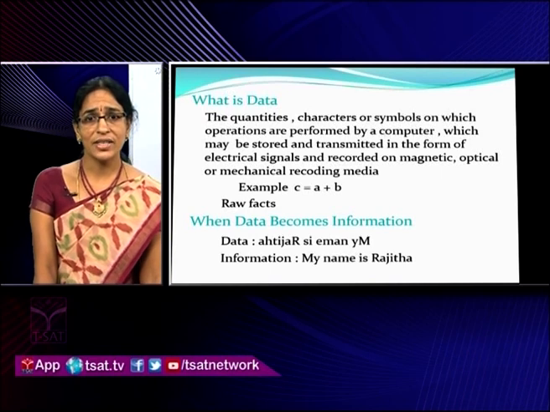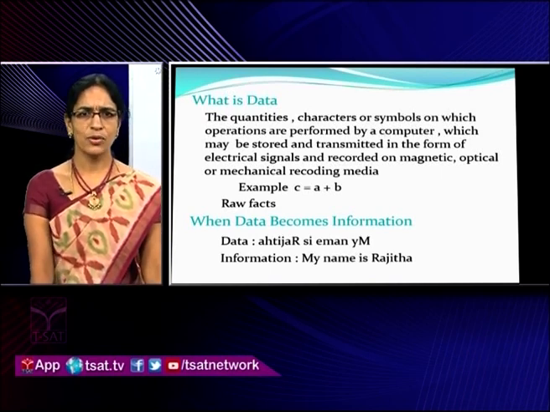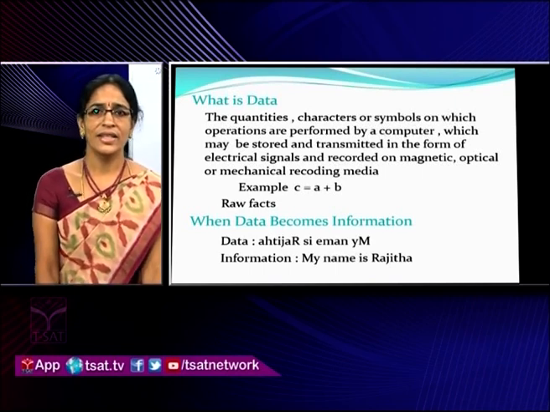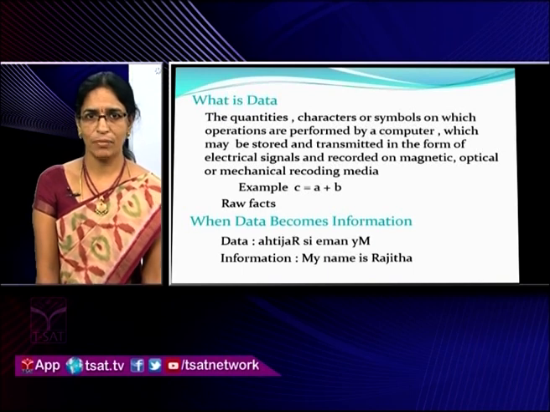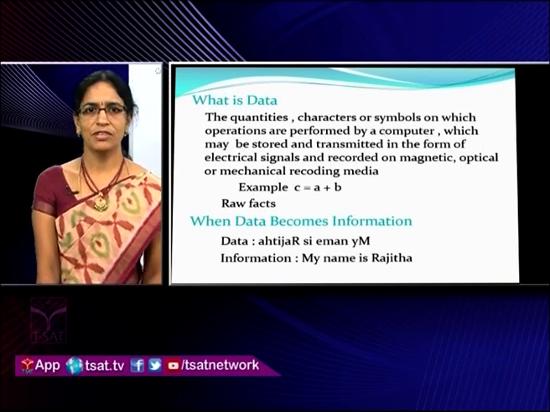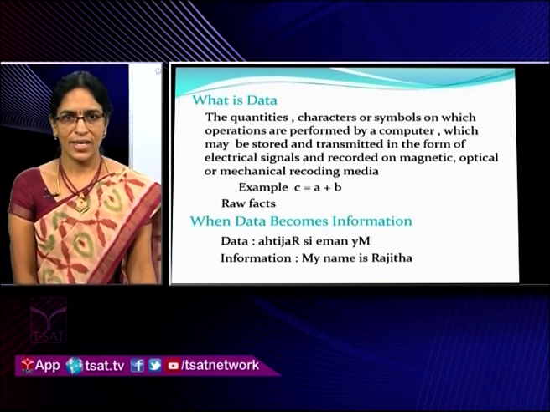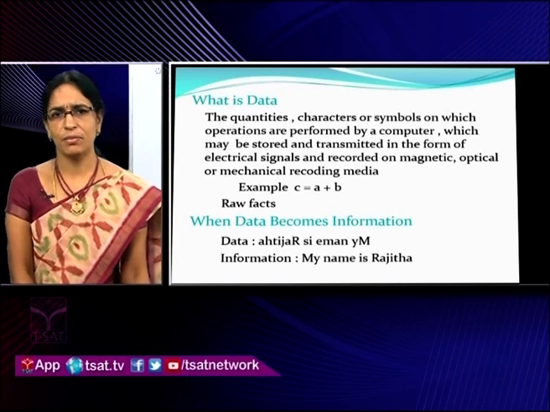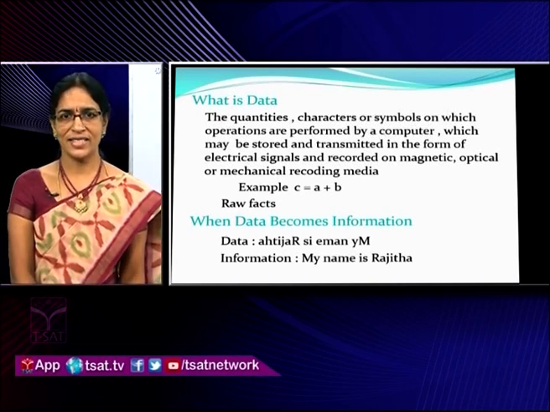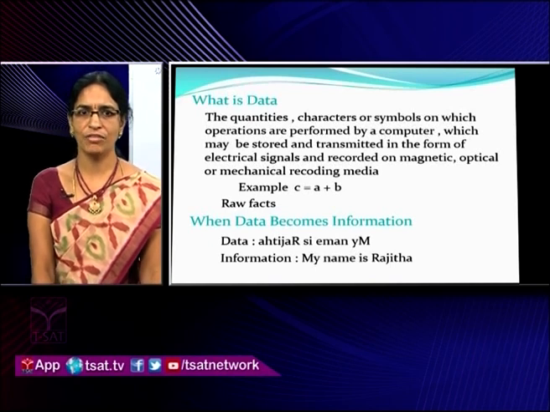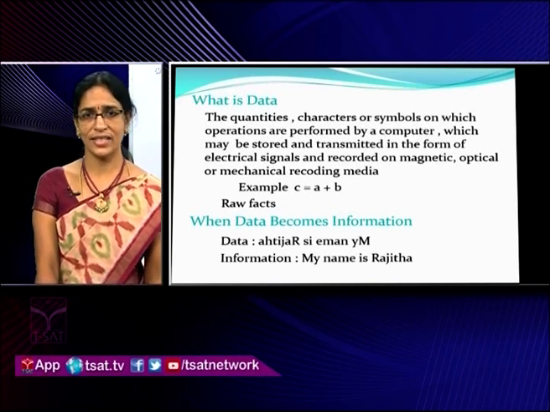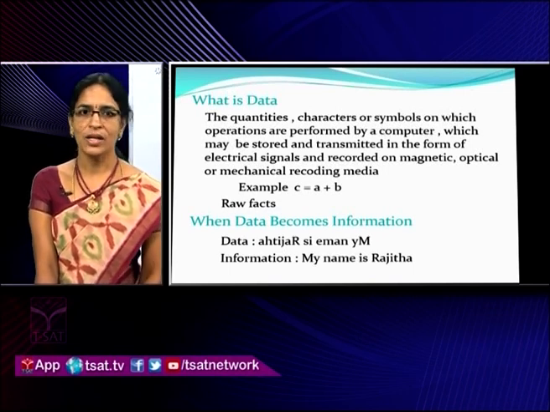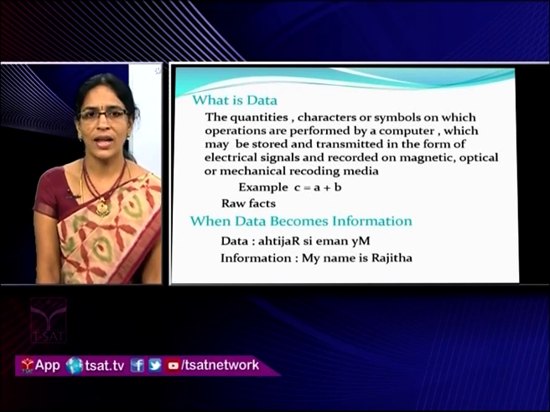When does data become information? Suppose some data is there in an unintelligible format, that is, some collection of letters. These collection of letters are processed, so that it becomes information. That means in the data there are some letters like A, H, T. After processing, that is changed into "my name is Rajita". That is processed data, and this processed data is called information.